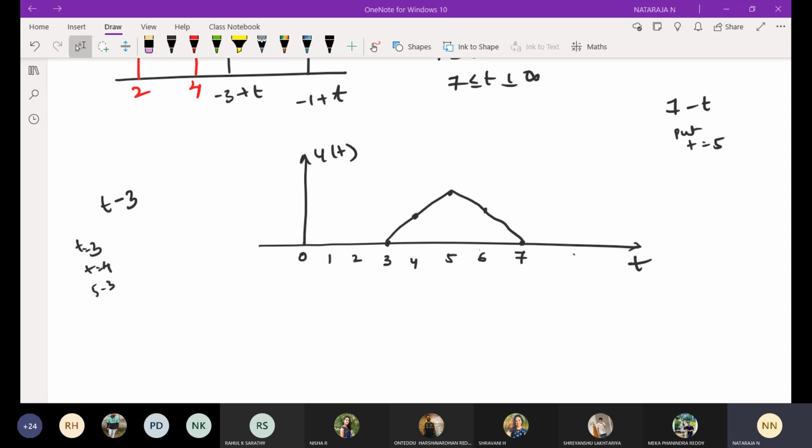But here it is not an infinite sequence. It's a finite sequence. Both are finite sequences. X of tau is from 2 to 4 and h of t is from 1 to 3. Initially it will not overlap. Then for case 2, it will overlap once.